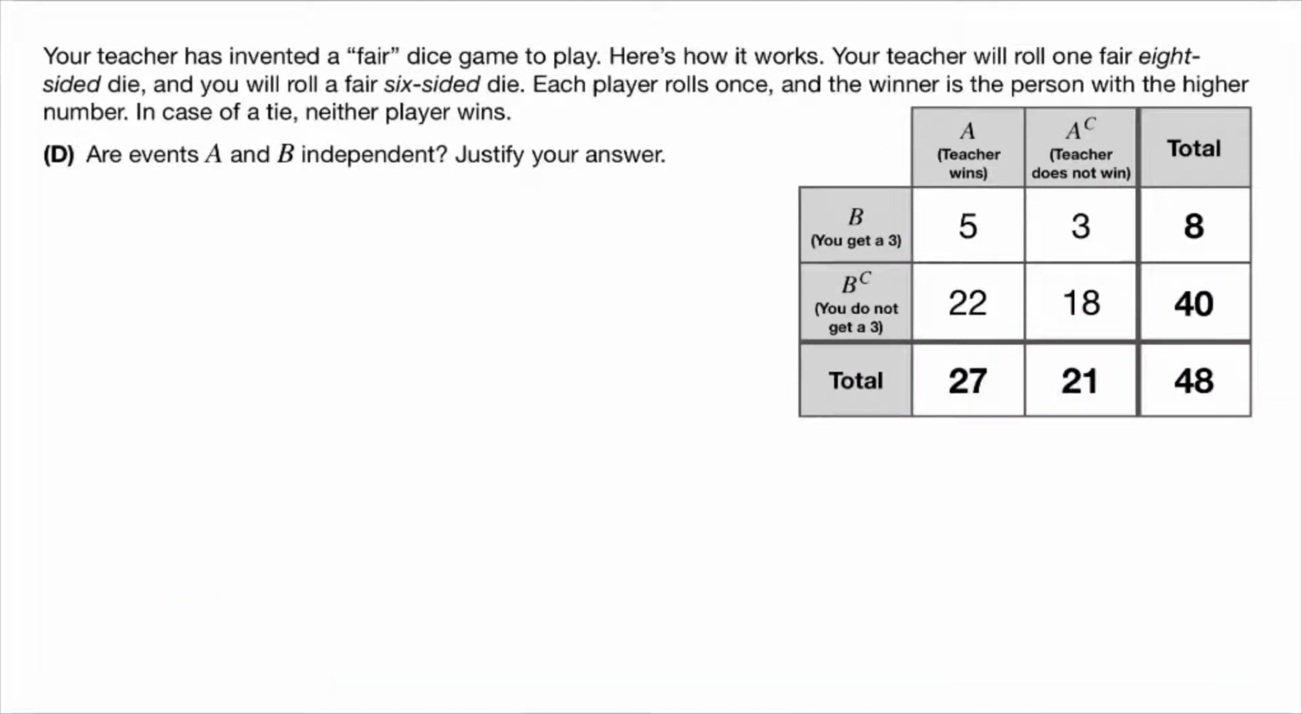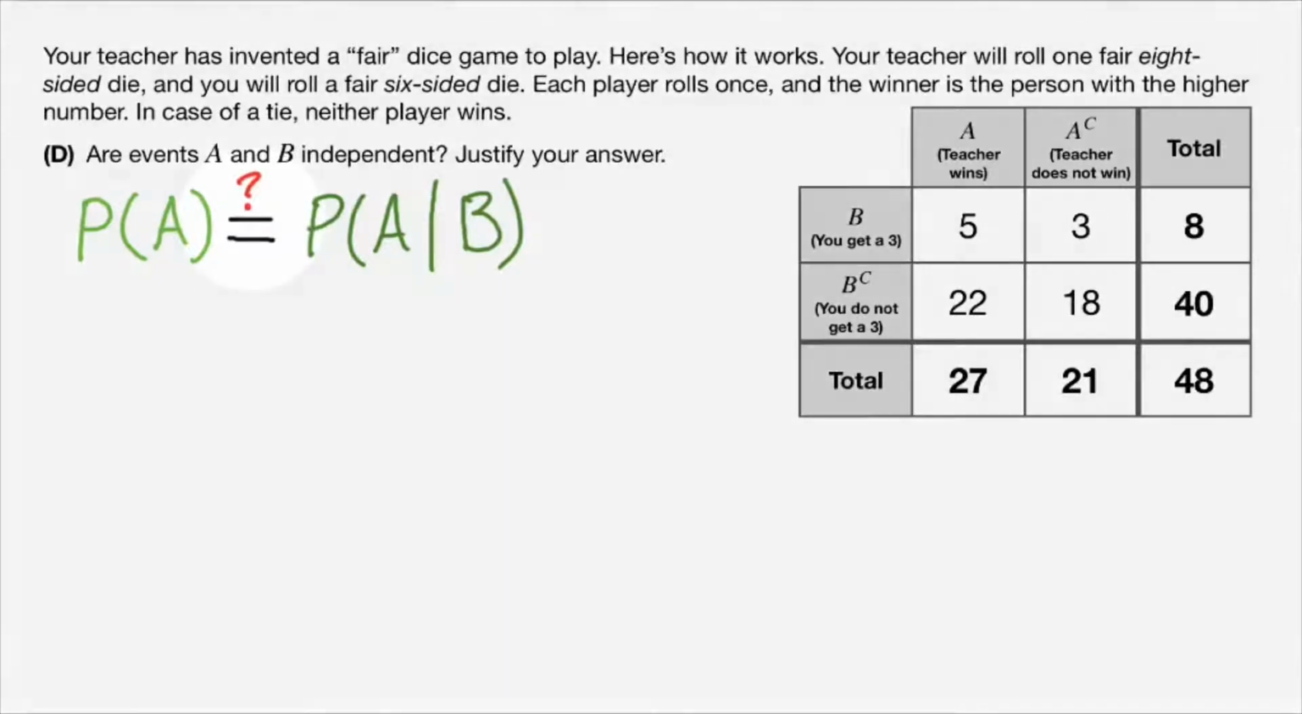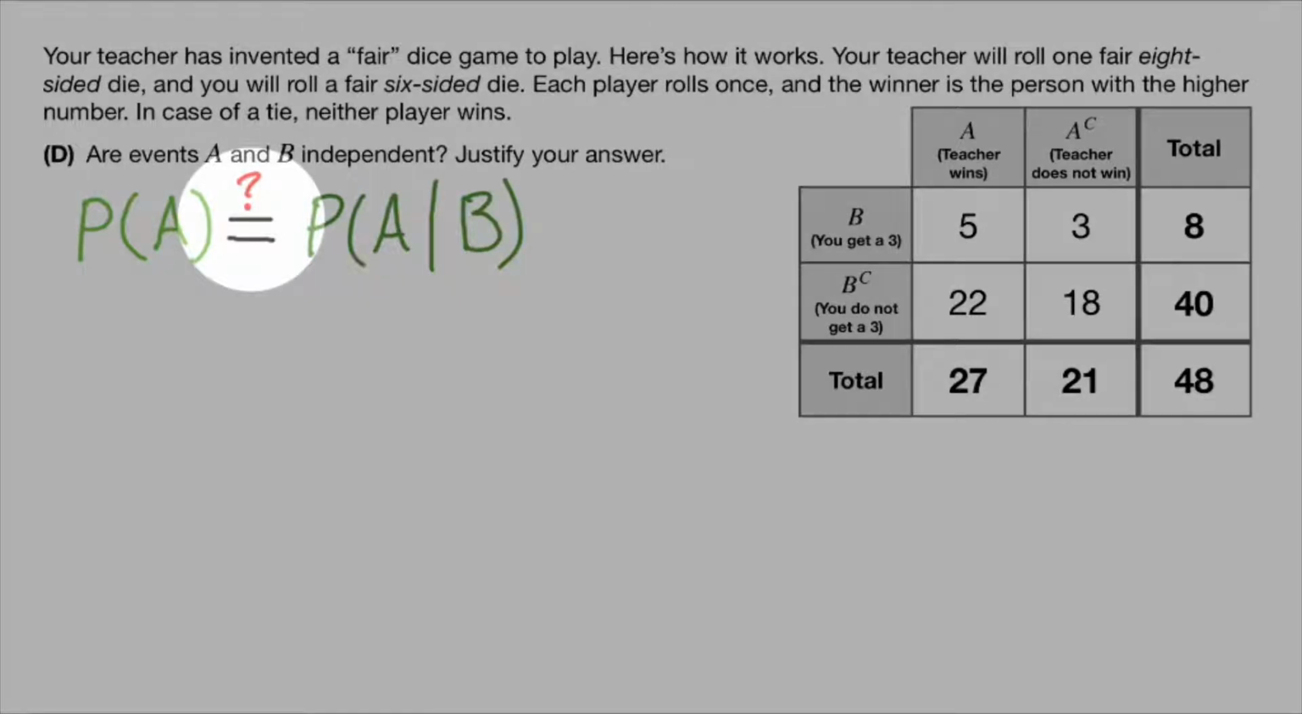Lastly, let's talk about independence. So in order to determine if two variables are independent, we need to compare two probabilities. We need to compare the probability of A to the probability of A given B. Notice the comparison symbol there. It's an equal sign with a question mark over it. Sometimes I'll just call it equal question mark. What that's begging is the question, is the probability of A equal to the probability of A given B?